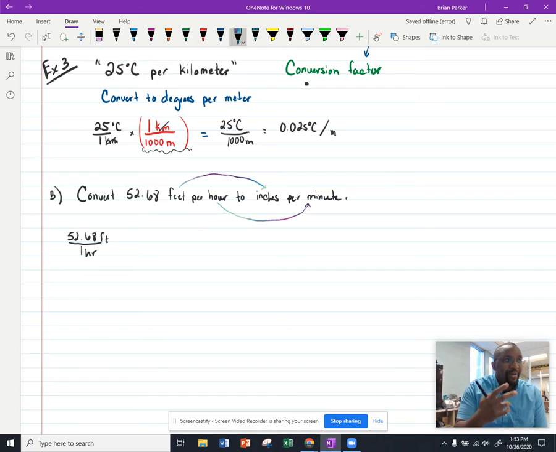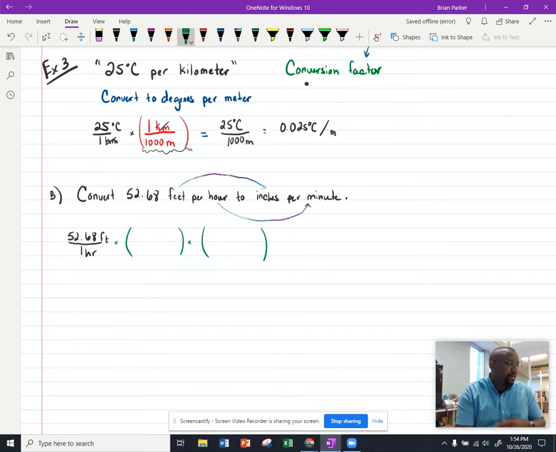So we're going to actually have 2 conversion factors. There's 2 conversions happening. Before, the degrees stayed the same, but the kilometers changed to meters. But now the feet, there's 2 things changing. The feet are changing to inches, and the hours are changing to minutes. So when we do this, we're actually going to have to convert twice. So we're going to have 1 conversion here. We're going to actually have 2 conversion factors, I should say, and another conversion factor here.